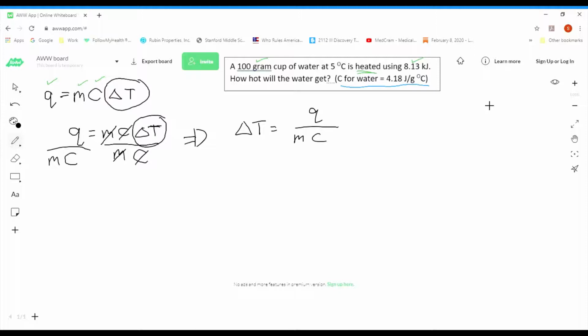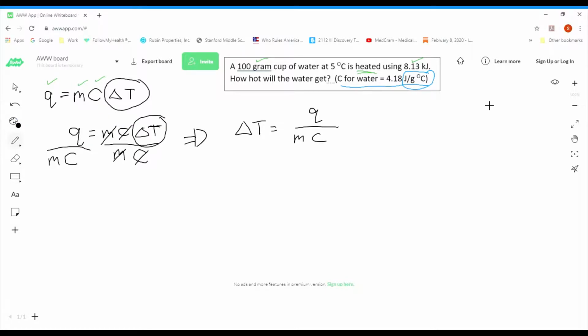So all we need to do is plug the numbers in, our Q, our M, and our C. Now one thing I want you to notice is that the Q is given to you in kilojoules, 8.13 kilojoules in the upper right corner of the problem. And C, specific heat, is given to us in units of joules per gram degree Celsius, not kilojoules. Kilojoules and joules do not cancel out. So we need to make sure that these are both in the same units. I think the easiest thing to do is to convert the kilojoules to joules, and we're going to go ahead and do that.